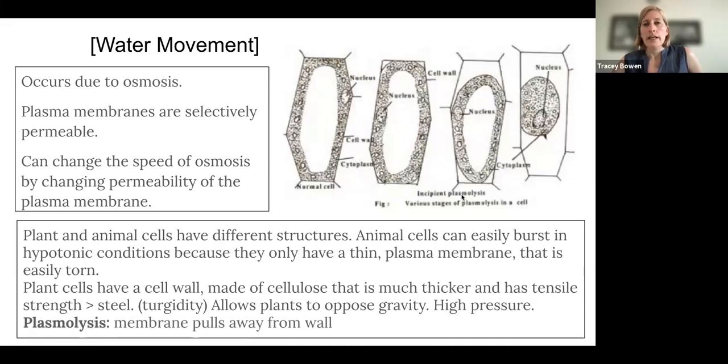Plasmolysis, however, is when the water in the cell decreases sufficiently that the membrane pulls away from the cell wall. And so you could see here, this would be plasmolysis inside the cell of a plant.